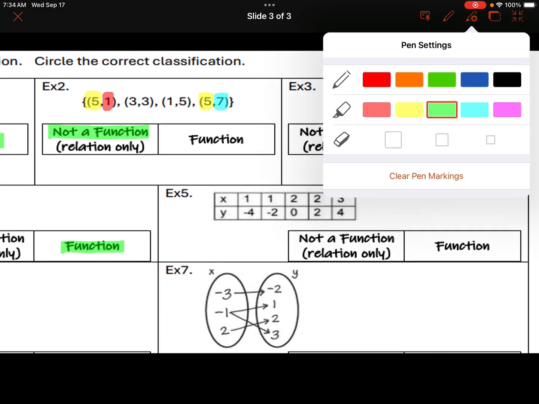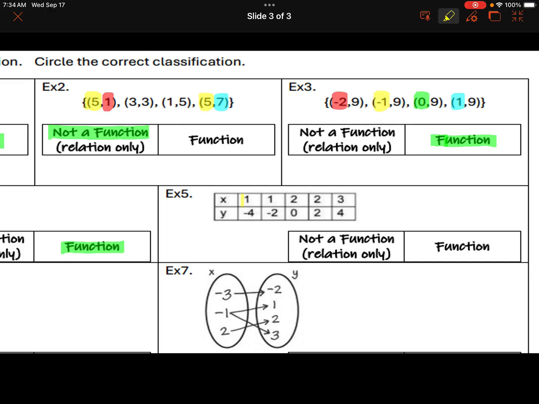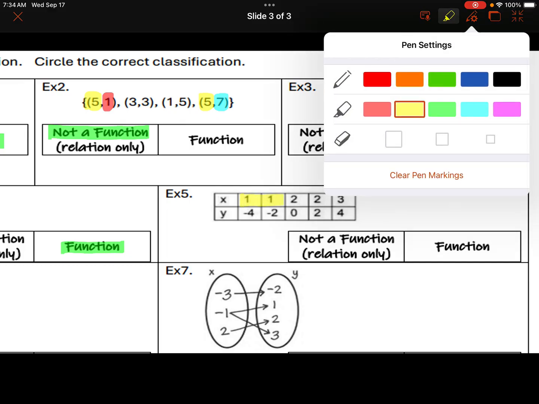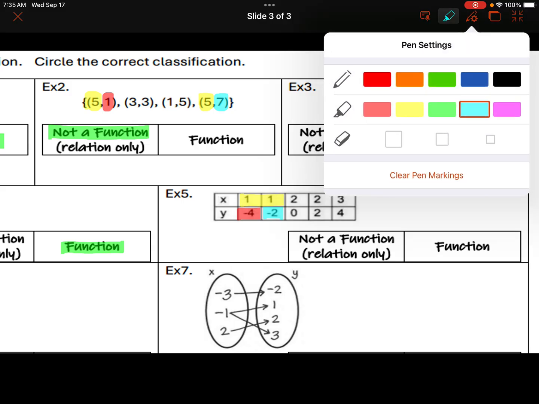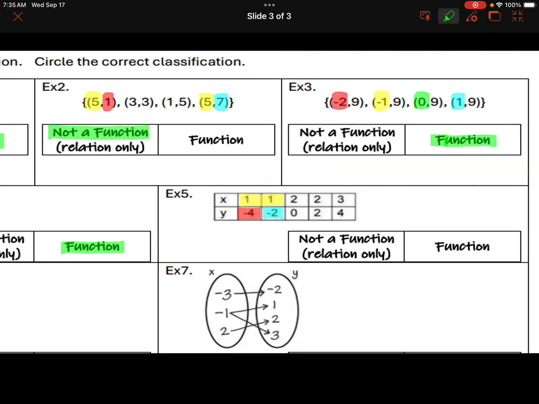Whereas if I come over here, I see that 1 shows up more than once, my input. One time it's been partnered with -4. The next time it's been partnered with -2. So now this is no longer passing the function test. It's not a function, it's only a relation.